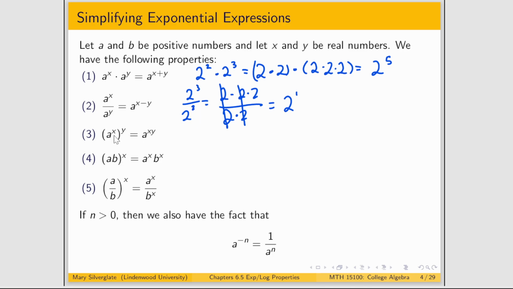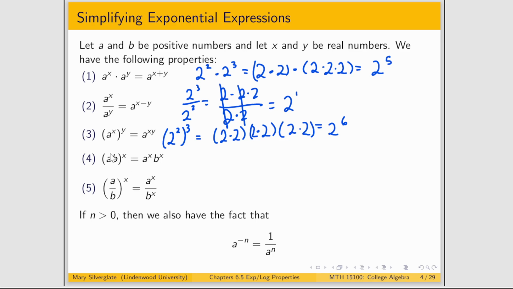If we have exponents of exponents, those get multiplied together. For example, if we have 2 squared to the third power, well, that's 2 copies of 2 multiplied by itself 3 times. So in total, we have 6 copies of 2 in this case for 2 to the 6th, which would have been the same thing as 2 times 3.